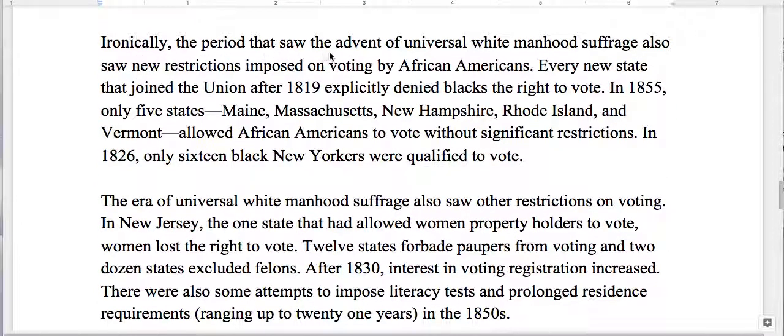Ironically, the period that saw the advent of universal white manhood suffrage also saw new restrictions imposed on voting by African Americans. Every new state that joined the Union after 1819 explicitly denied blacks the right to vote. In 1855, only 5 states, Maine, Massachusetts, New Hampshire, Rhode Island, and Vermont, allowed African Americans to vote without significant restrictions. In 1826, only 16 black New Yorkers were qualified to vote. So we see that even as it's expanding for white males, the right to vote is decreasing for African Americans.